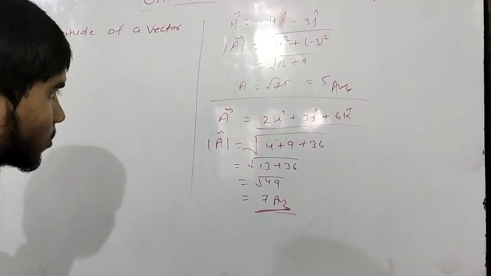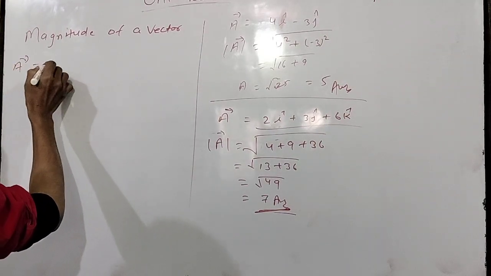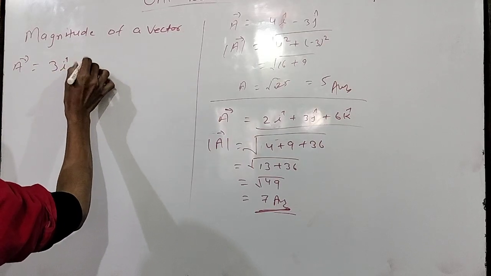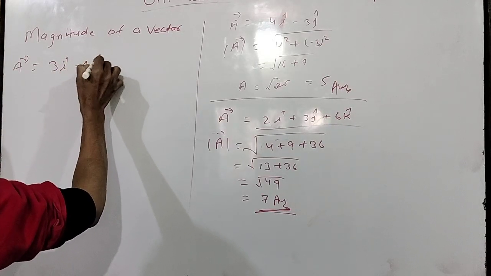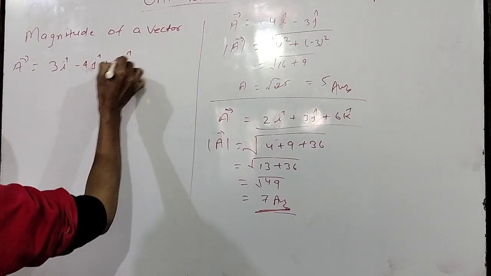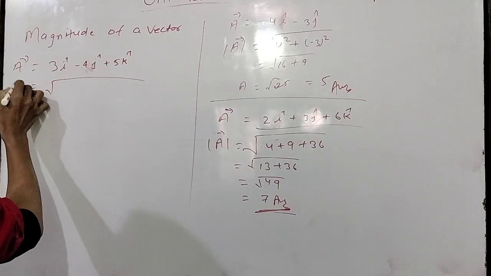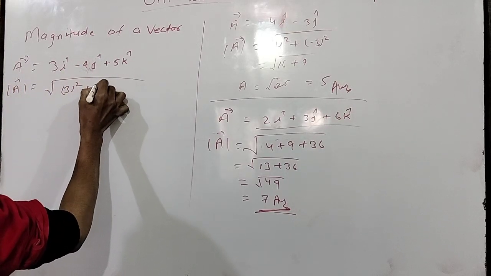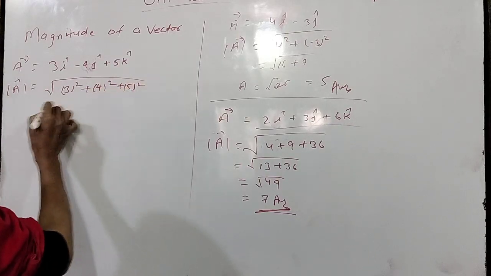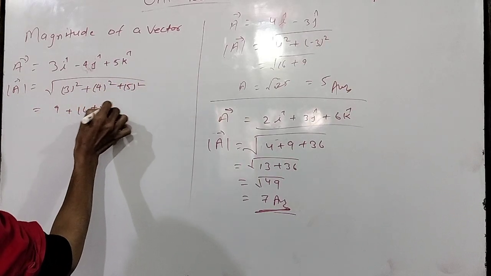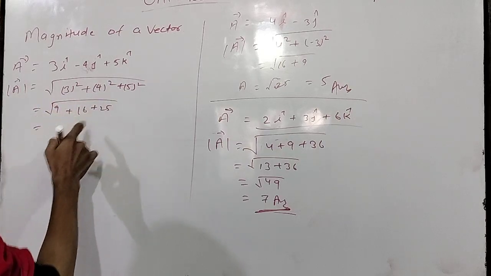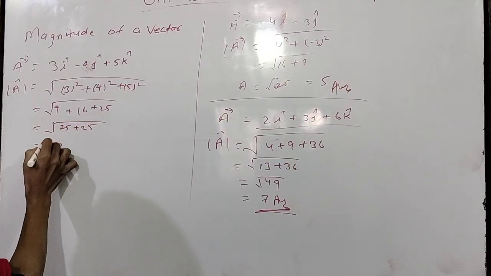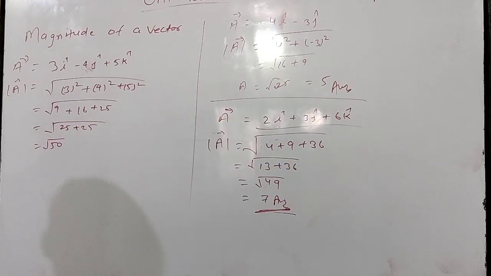Now next, a vector: 3 i cap minus 4 j cap plus 5 k cap. Clear. The magnitude of this vector will be 3, and this will become positive at the end. So 3 square plus 4 square plus 5 square: 3 threes are 9, plus 16, 25. This 25 and 25 will become 50, 50 under root.